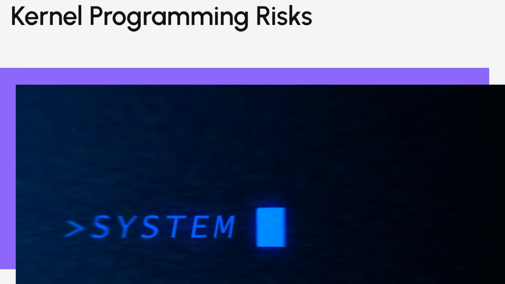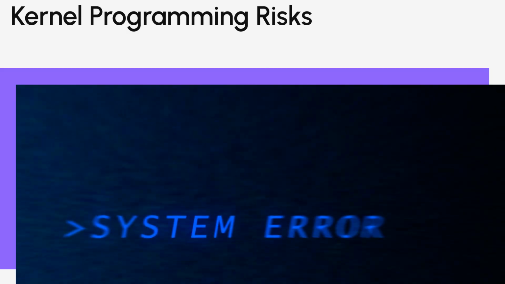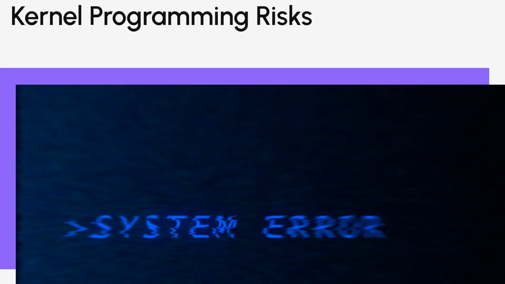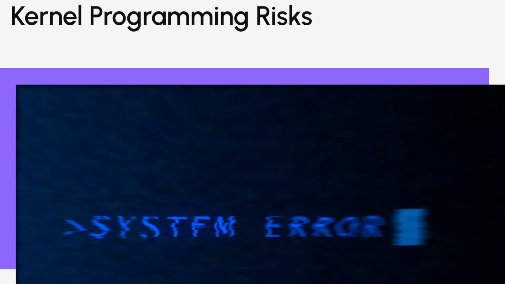Kernel programming poses risks like system crashes. Testing in a controlled environment is crucial. Avoid infinite loops and invalid memory access. Proper cleanup prevents resource leaks. Safety measures ensure stable kernel development.